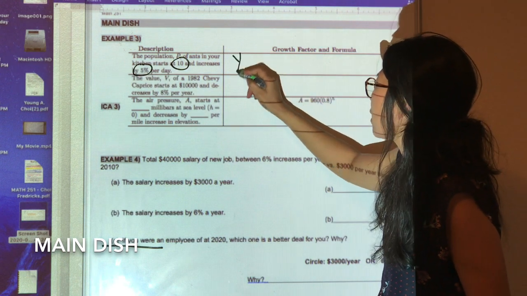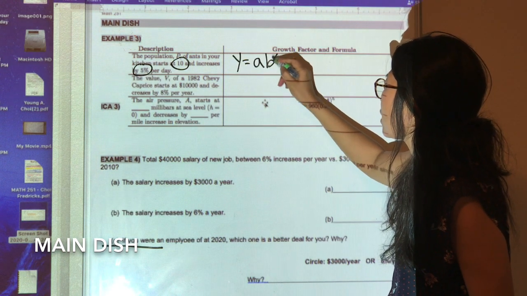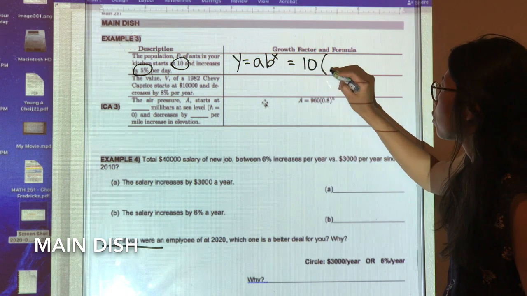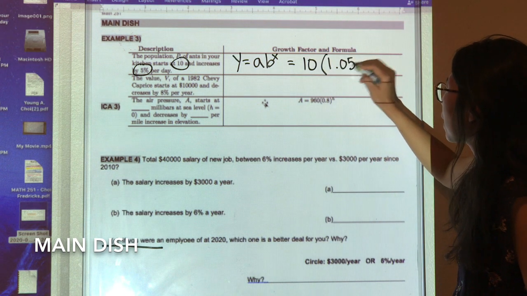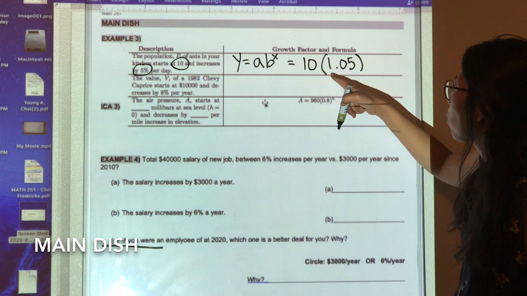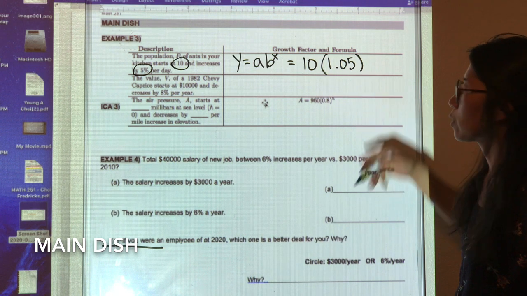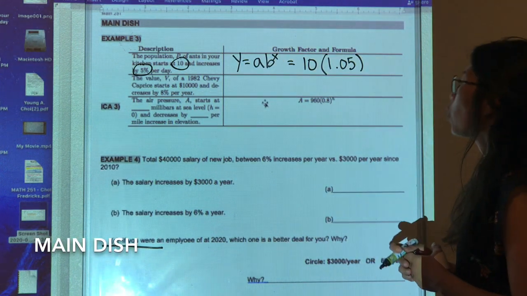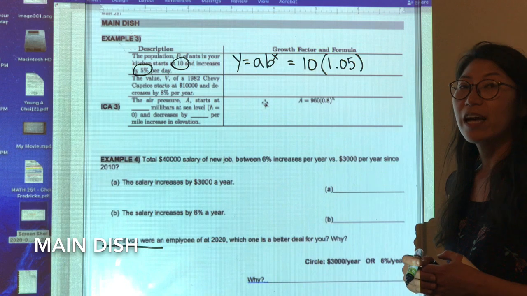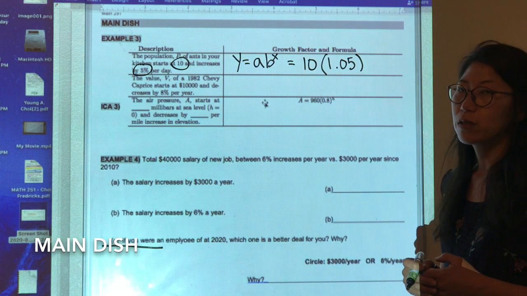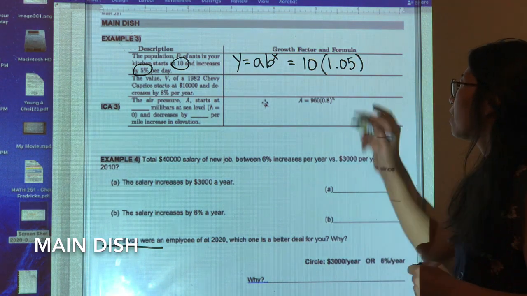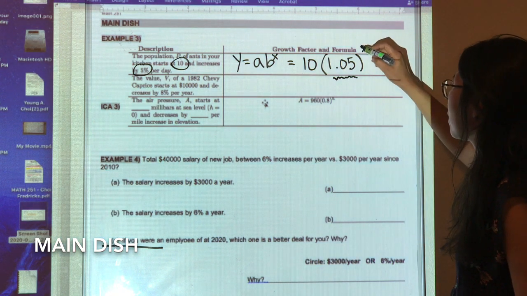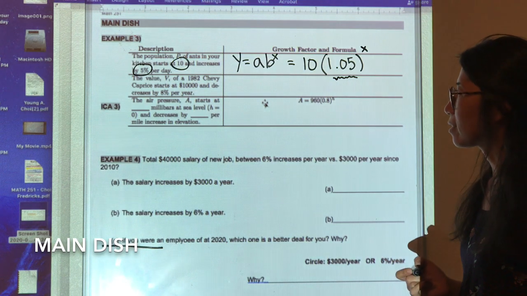I can write it in y = ab^x format. The starting number is 10, increased by 5%, so the growth factor will be 1.05, because you have 100% there and you are going to add 5% more. If it's less than 1, that means it's decreasing, but since it's increasing, your growth factor has to be greater than 1. And then don't forget your power x.